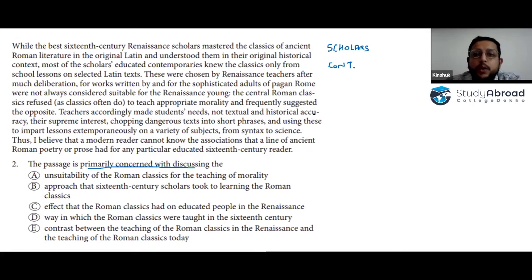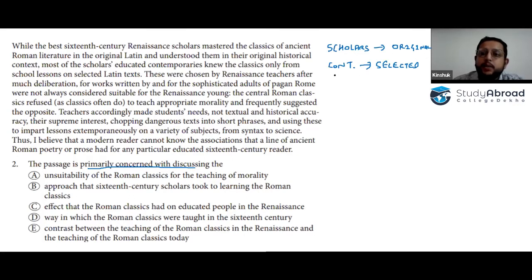Now, what did scholars have? They mastered the classics in the original Latin, right? That means they have gone through the original stuff. They have done the original part, right? What have the contemporaries done? Only from the selected Latin texts, right? So they read the original? No, they have read only the selected parts. So that is where the author makes the beginning.